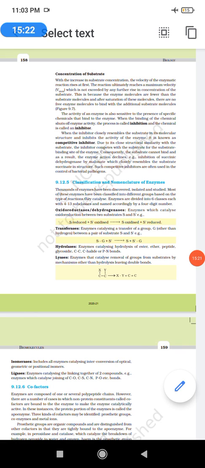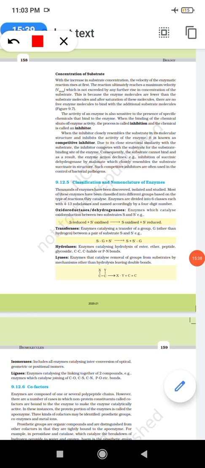So activity of enzyme is basically inhibition. When binding to a chemical shuts off the enzyme activity, that chemical is known as an inhibitor. So there can be two kinds of inhibitor. One is competitive inhibitor and a non-competitive inhibitor.